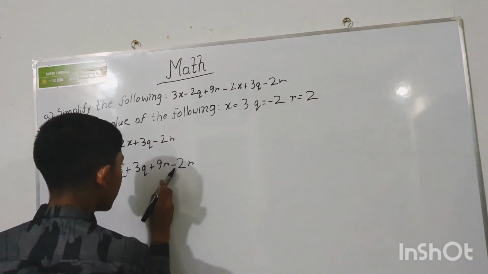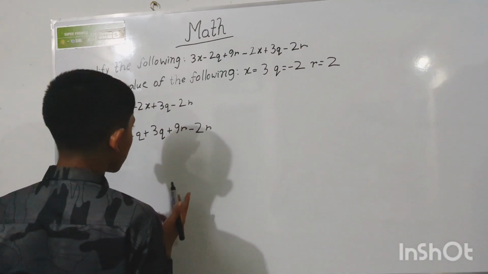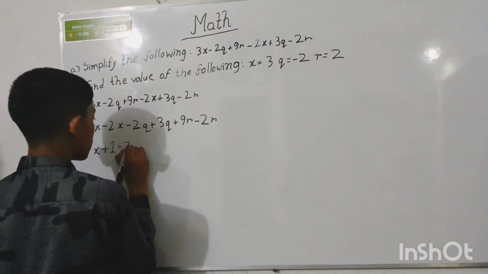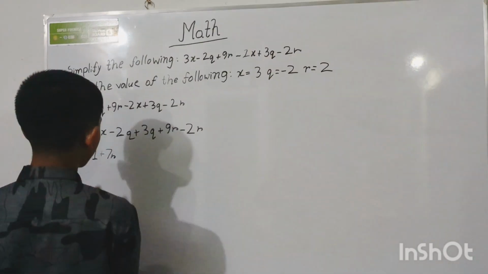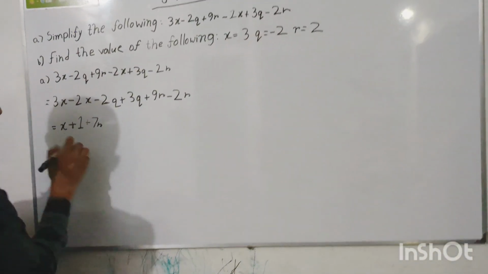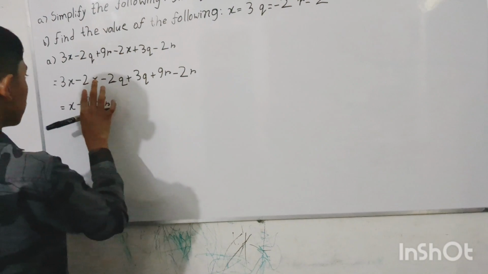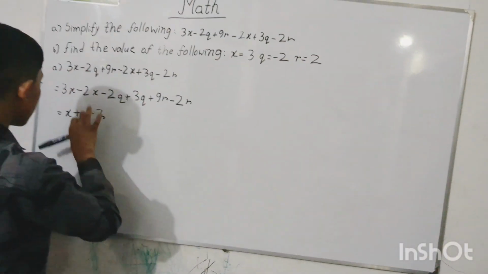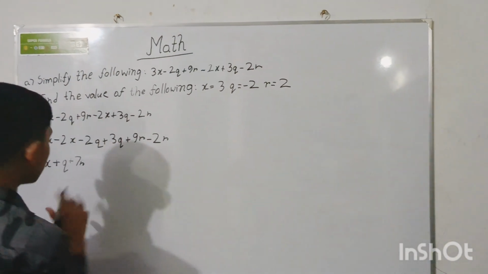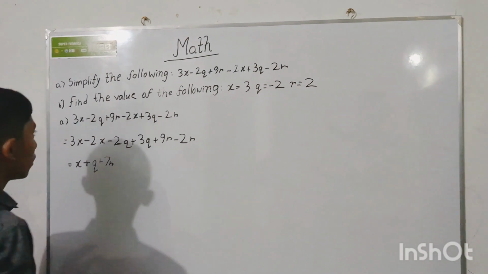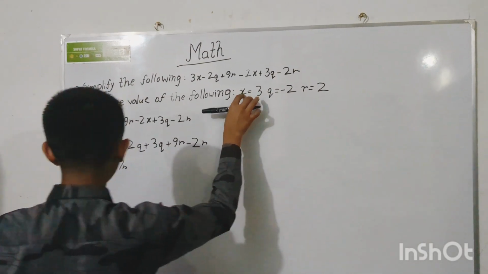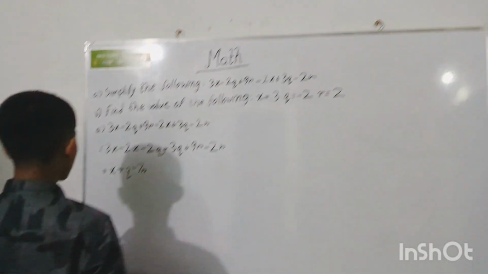Now here is 9r minus 2r. If we deduct 2 from 9, it is 7. So I'll write 7r. Now it is x and here is q and here is 7r. Now I'll take the values. Here it is given x equal to 3.